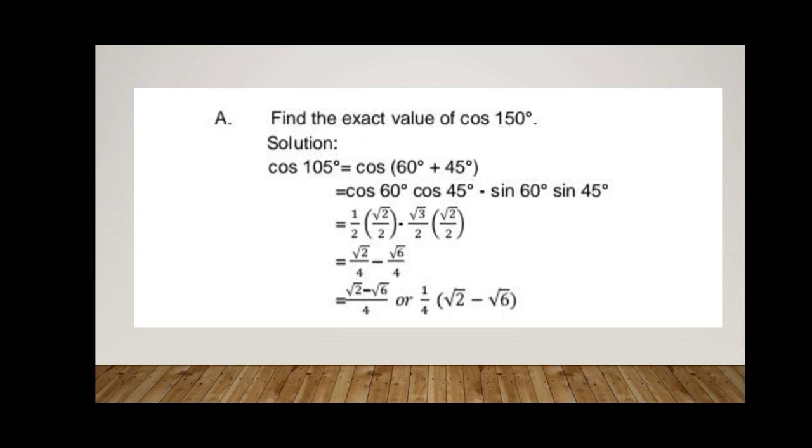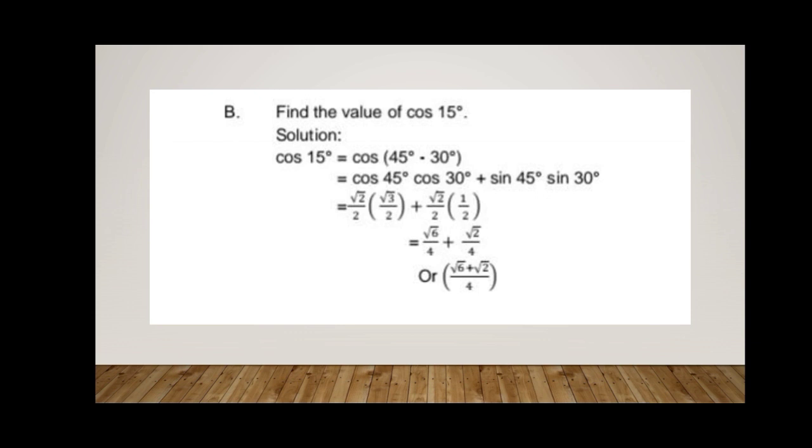So 1/2 times square root of 2 over 2 is equal to square root of 2 over 4, and square root of 3 over 2 times square root of 2 over 2 is equal to square root of 6 over 4. So subtract: square root of 2 over 4 minus square root of 6 over 4. So the result is square root of 2 minus square root of 6 over 4.